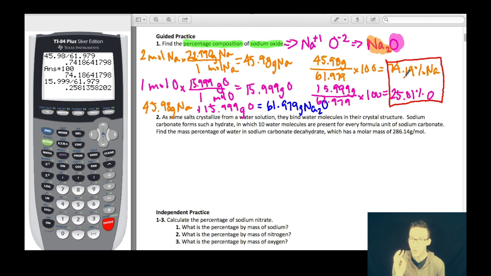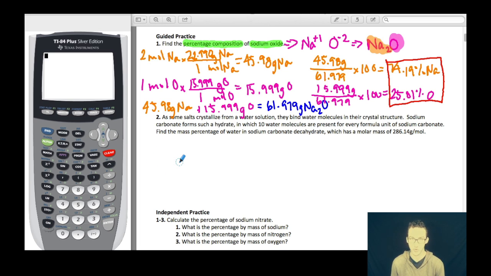I.e., is the total percentage 100? Is the total of everything 100%? If it's not, you've done something wrong. Now, depending on how you round, it may or may not come out to exactly 100%, but it should be really, really close. We're talking like 99.99% or 99.98%, but anything beyond that, you probably want to check your work. Alright, so that was easy enough.